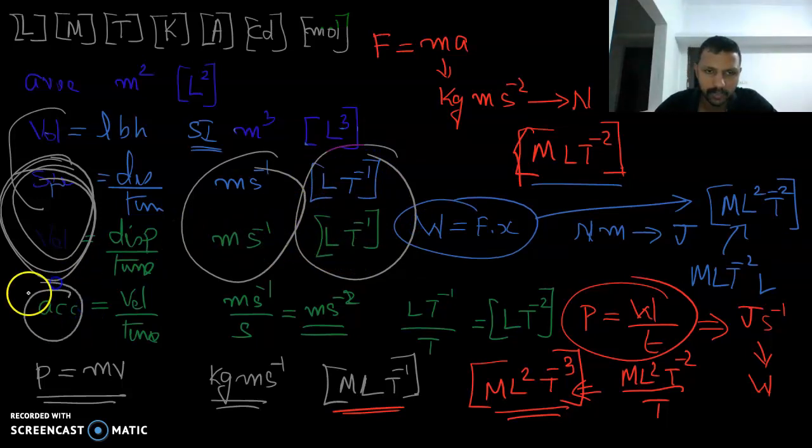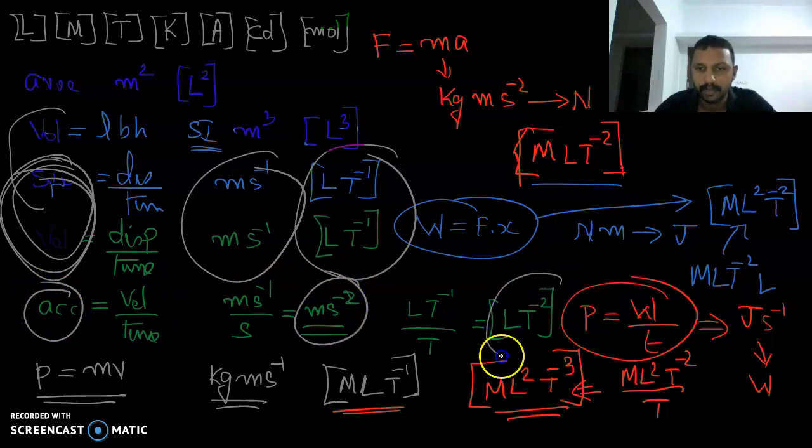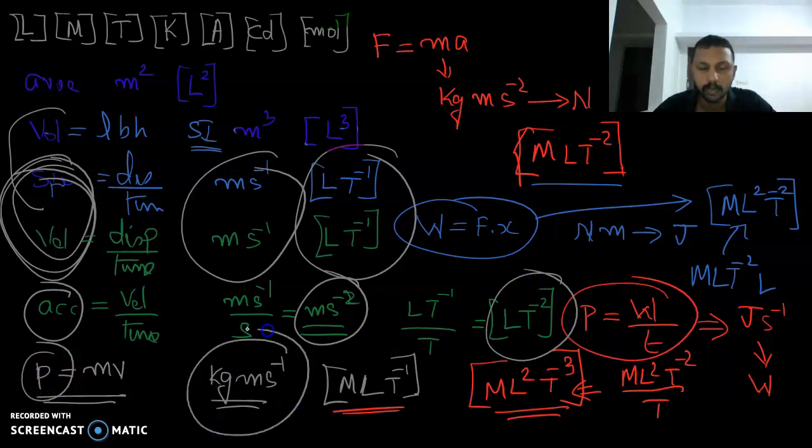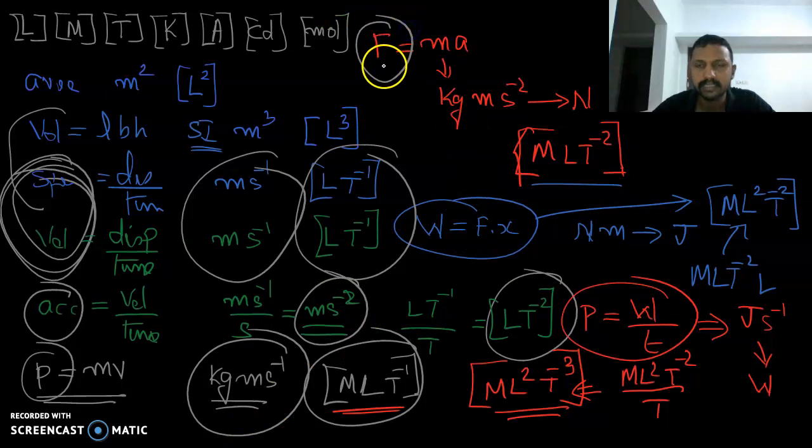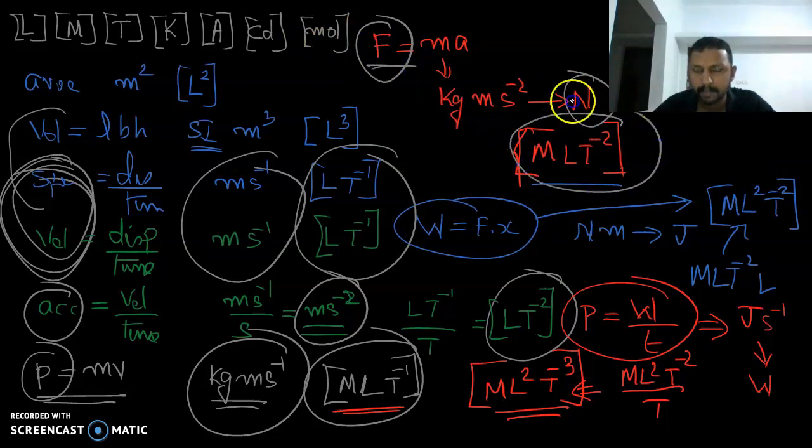The SI unit of acceleration is m s raised to minus 2, and its dimensional formula is LT raised to minus 2. Momentum's SI unit is kilogram meter second raised to minus 1, and the dimensional formula is MLT raised to minus 1. Similarly, the SI unit of force is Newton, and the dimensional formula of force is MLT raised to minus 2.